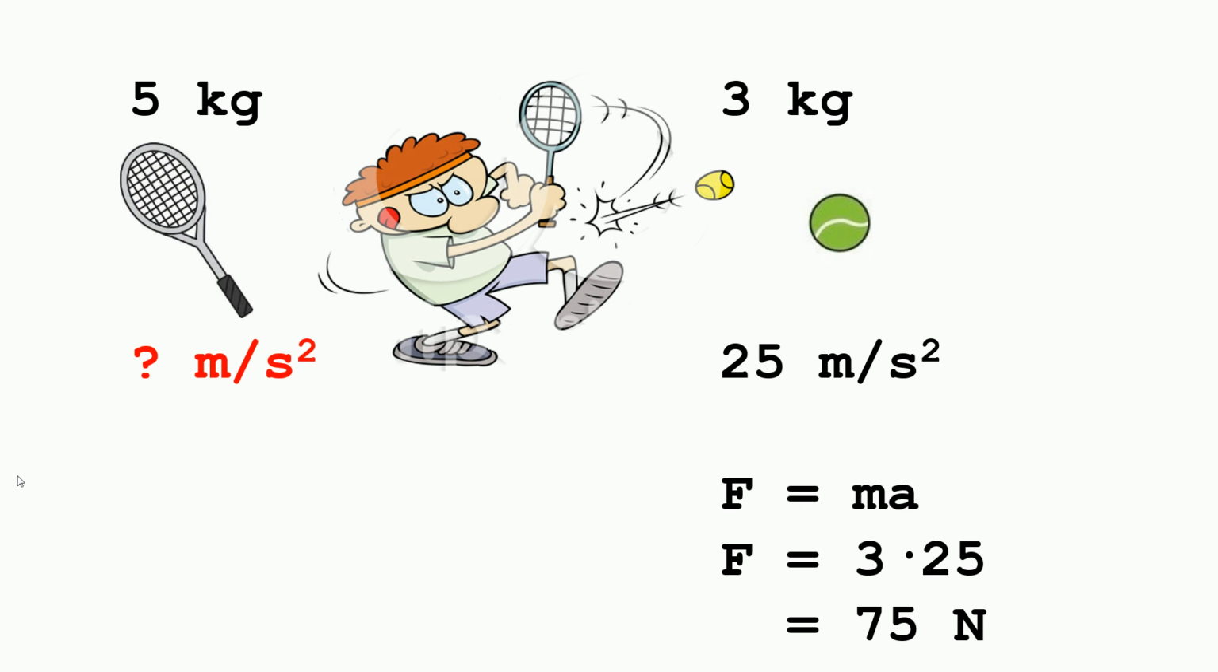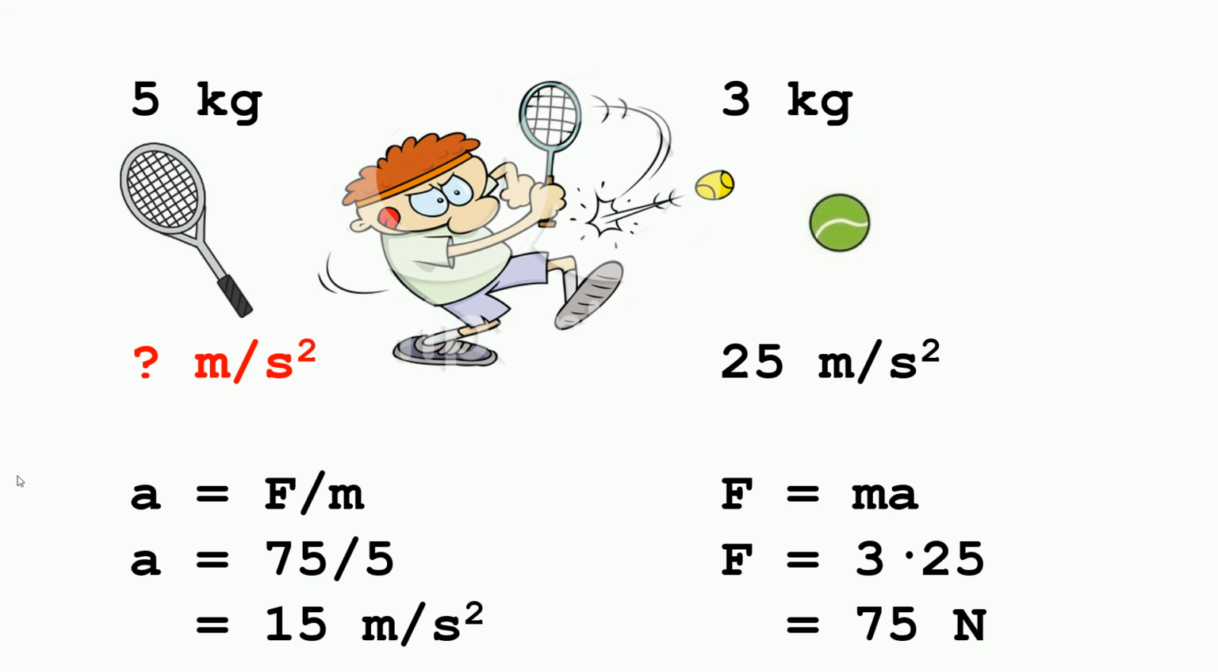So now we can transfer that force onto the racket itself and use that same equation, but we're going to rearrange it to solve for acceleration. Acceleration equals force divided by mass. Now, since we know the force on the ball itself is 75 newtons, and it's transferred onto the tennis racket, we divide 75 by 5, which is the mass of the tennis racket itself, and 75 divided by 5 is 15, and the unit for acceleration is meters per second squared.